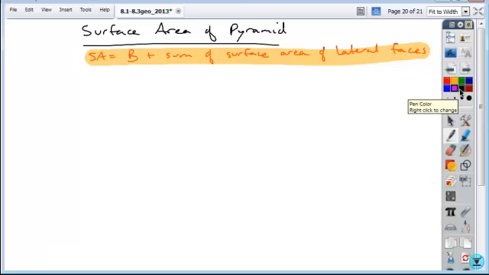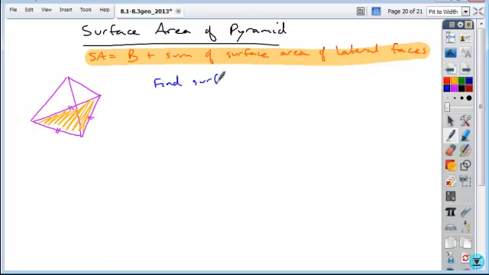The example that I'm going to give you is going to be the following. If you had a triangular pyramid with a base that is an equilateral triangle. Okay, so here's your base, and it's connected to a single point.